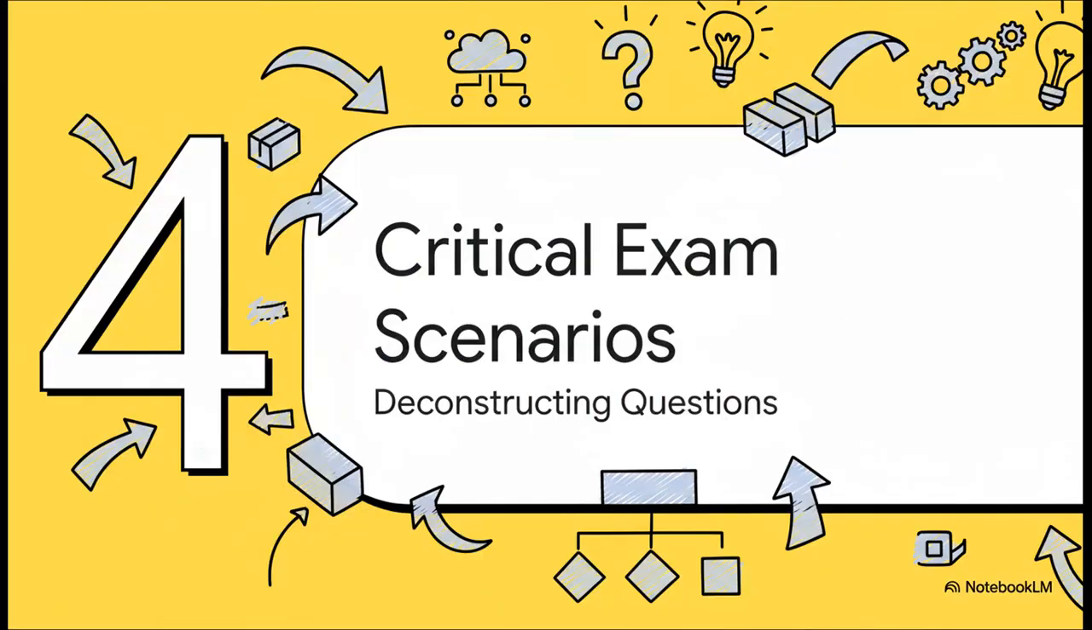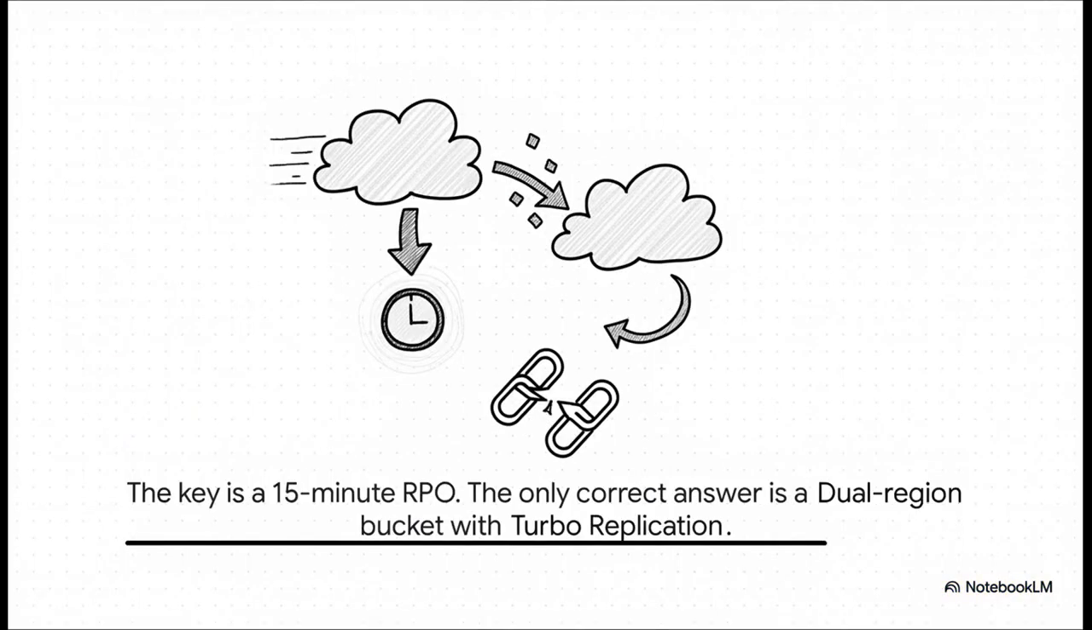Okay, theory's great, but let's see how these new ideas actually show up on the test. We're going to deconstruct a couple of scenarios that are based directly on the official sample questions from Google. So here's a classic disaster recovery question. The second you see a requirement for a 15-minute recovery point objective, an RPO, for data in cloud storage, your mind should immediately just lock onto one answer, a dual region bucket with turbo replication enabled. It's literally designed for exactly this scenario.